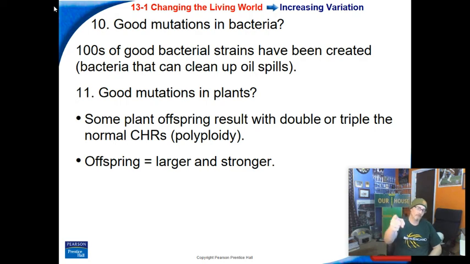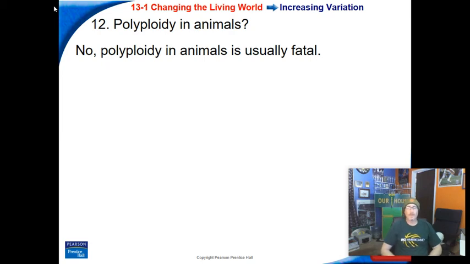Okay, moving ahead. Does polyploidy exist in animals? No, mostly not. Animals, typically, it is fatal. Having the wrong number of chromosomes in animals usually aborts a fetus, if we're talking about humans, or you get some pretty serious genetic conditions. And again, we'll talk about some of those conditions in chapter 14.